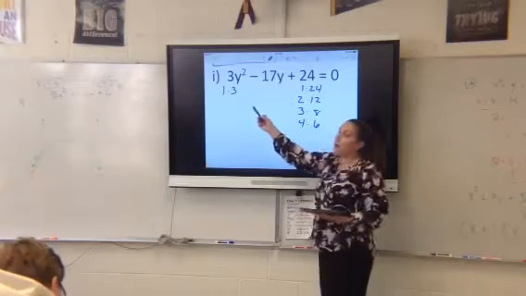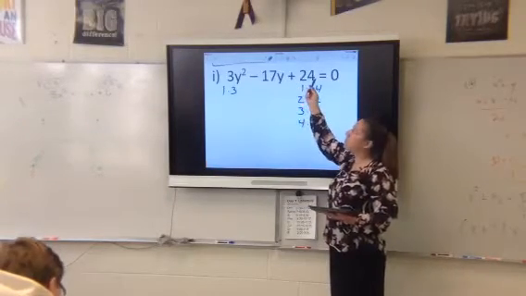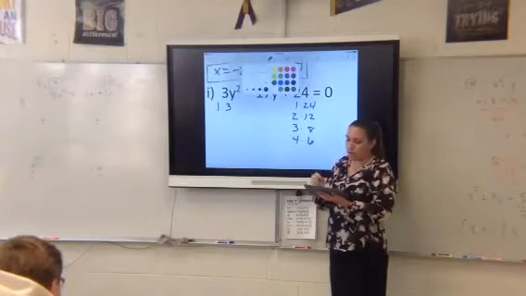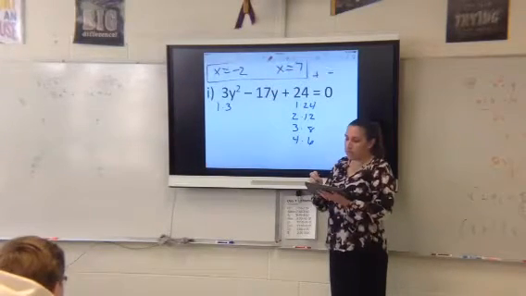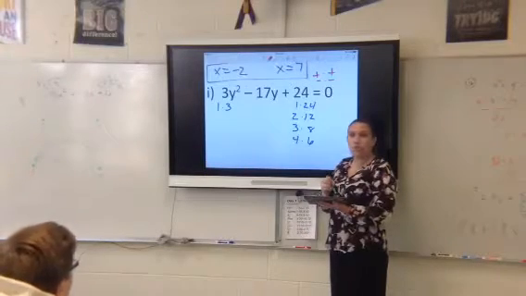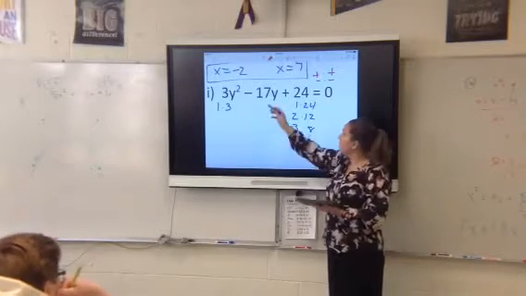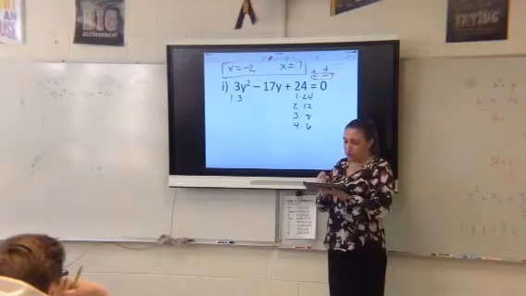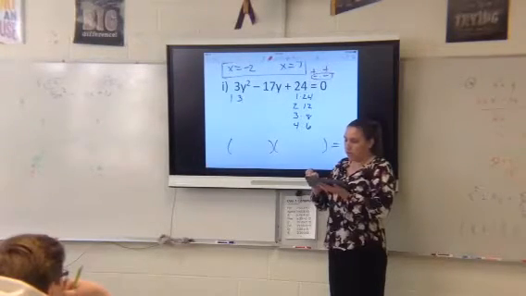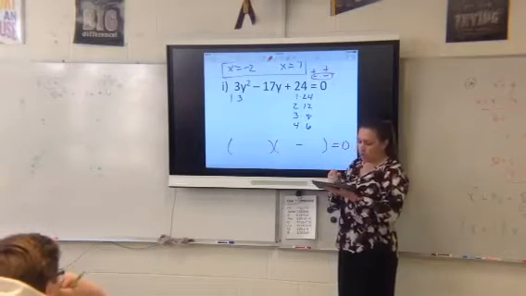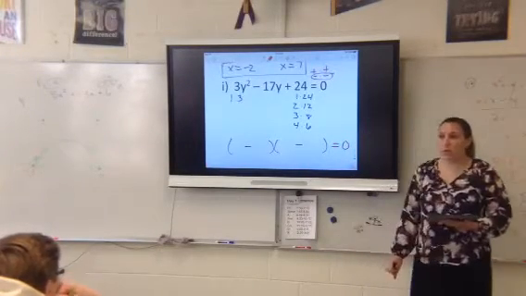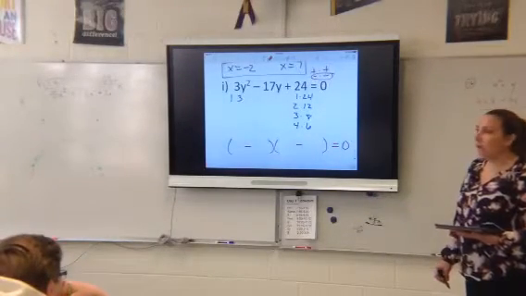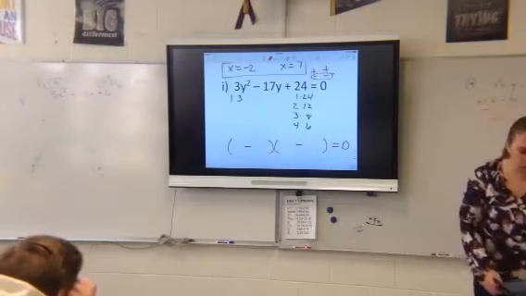Now, if I have a positive 24, your only options have to be a positive times a positive, or a negative times a negative. Which one's going to work? Negative. Yes, it's a negative in the middle, so it has to be a negative times a negative. We know that we're going to have negatives in the middle. Is everybody okay with all that? Same signs, we're going to be adding up to get to 17, outside, inside.